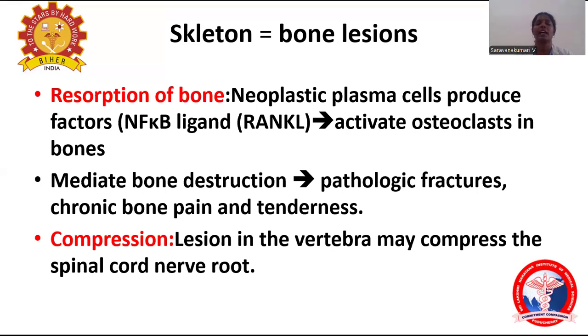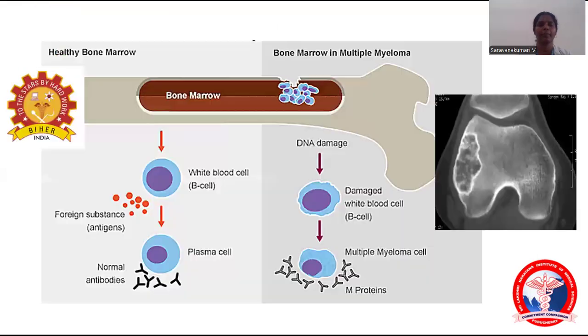If this lesion occurs in the vertebra, it may cause compression of the nerve root and severe nerve pain. In this picture you can see normal bone marrow, which, as I told you previously, produces lymphoblasts that differentiate into B lymphocytes, T lymphocytes, and natural killer cells.